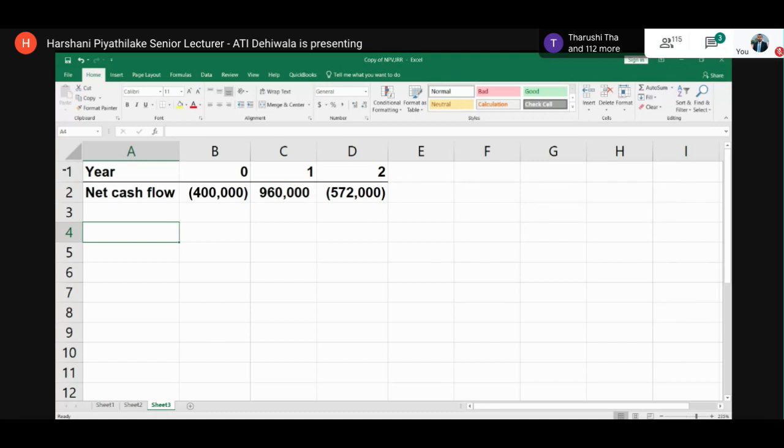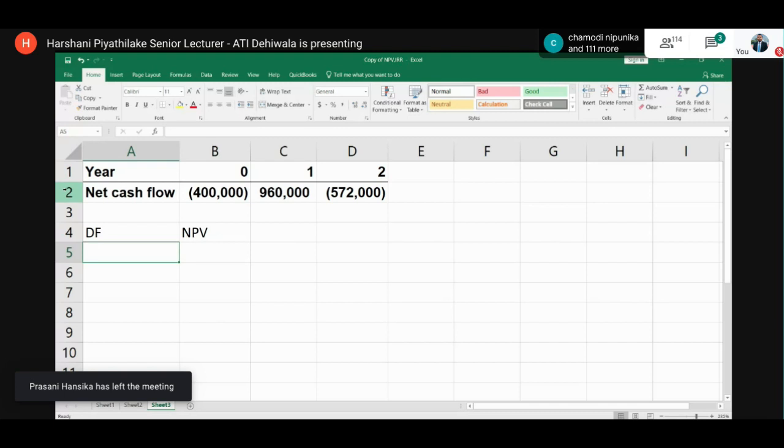Right? Outflow in the current year, then in year one large inflow, again in year two large outflow. Yeah. Then for this one also we are going to calculate different NPV values to take the IRR: discounting factor, NPV.